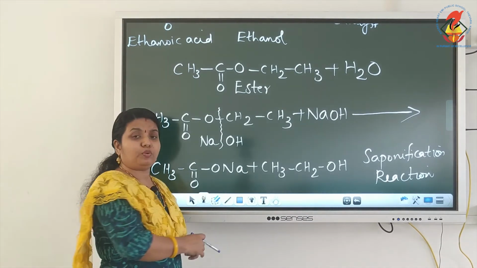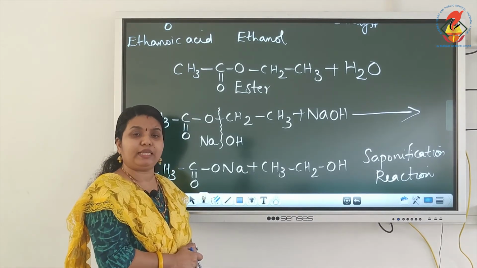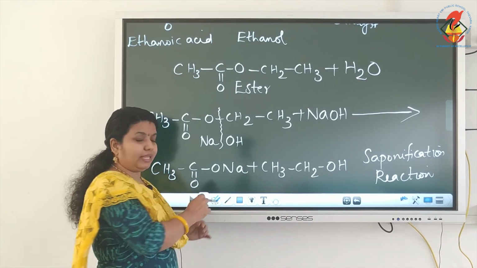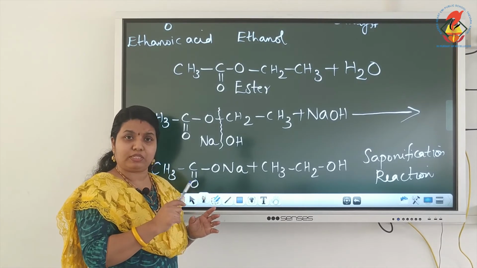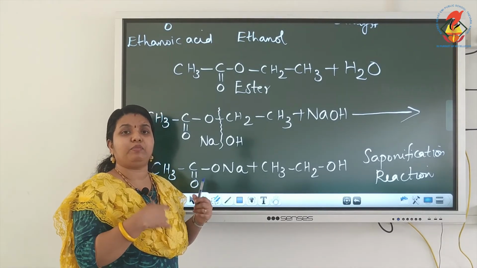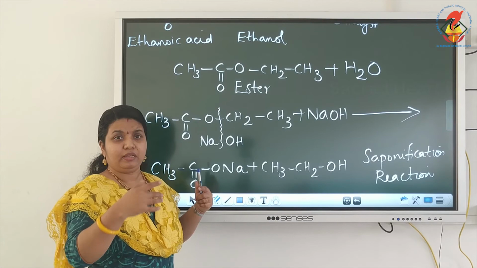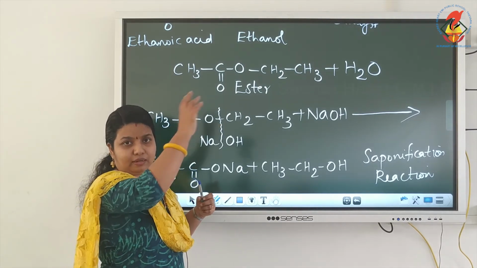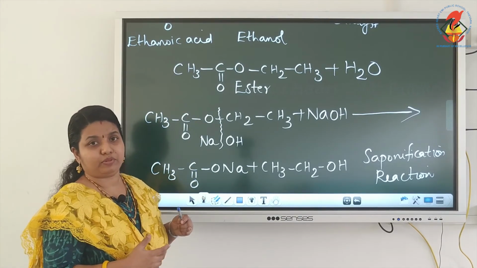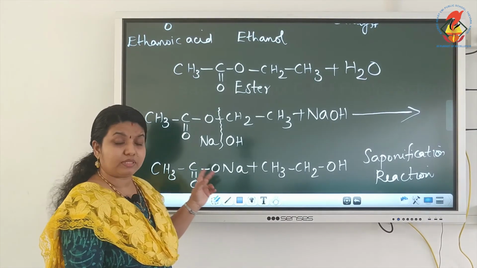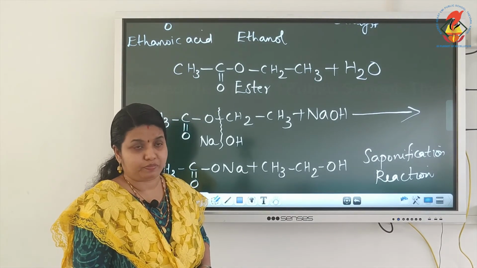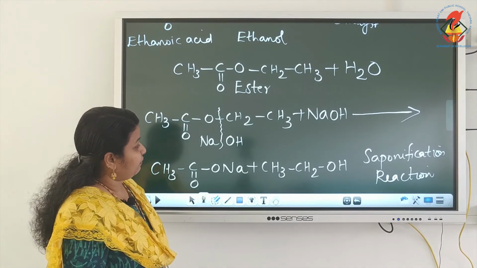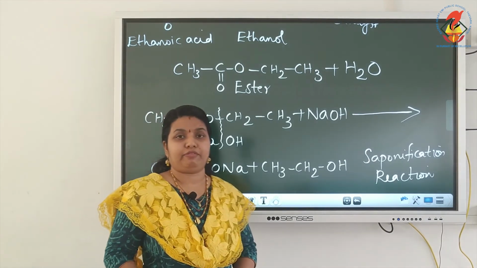Usually soaps are sodium or potassium salts of long chain carboxylic acid. In this carboxylic acid, we have only 2 carbon atoms. Long chain means the number of carbon atoms will be more than 15. So, long chain CH3CH2CH2, like that you have to write. So, long chain carboxylic acid. Sodium salts of long chain carboxylic acids are known as soaps. So, this reaction is called saponification and this is used in the manufacture of soap.